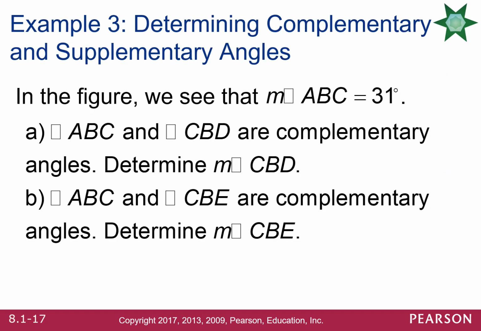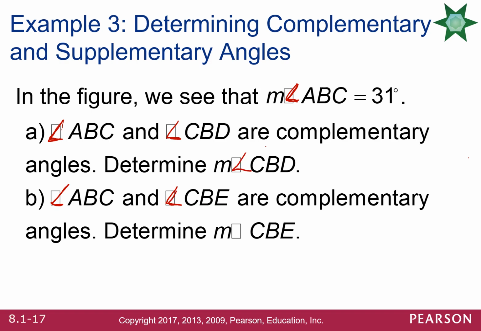Now here's an example of determining complementary and supplementary angles. In the figure, we see that the measure of angle ABC, again, they haven't really given us a figure. It's in the next slide, so we'll just have to wait for the figure. We see that the measure of angle ABC is 31 degrees, and these boxes are actually supposed to contain the symbol for angle. Somehow the symbol didn't show up on the slide.